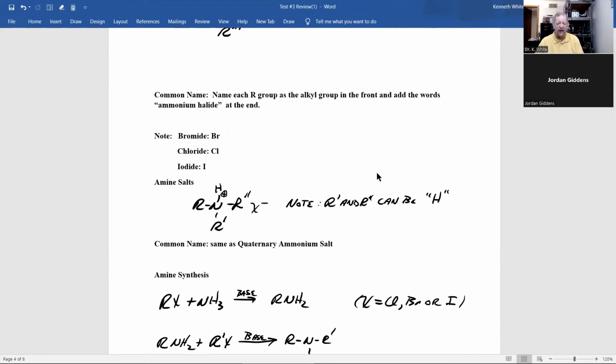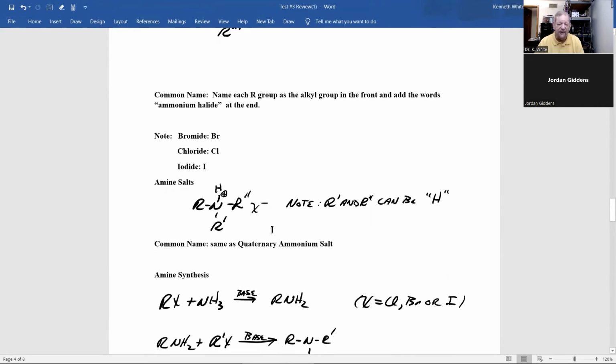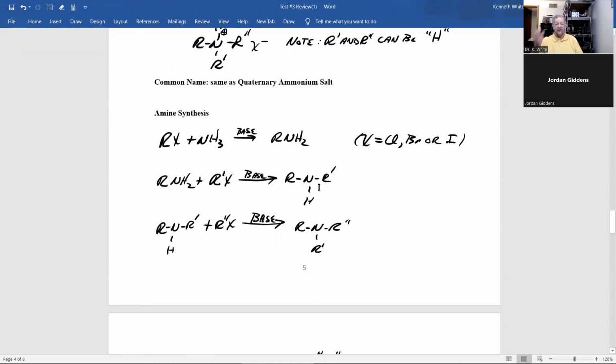And you name each R group and add ammonium halide. Now, note for amine salts, unlike quaternary ammonium salts, where R prime, R double prime, and R triple prime are all carbon alkyl groups, here in an amine salt, R prime and R double prime can be hydrogens. All right, let's take a look at this.